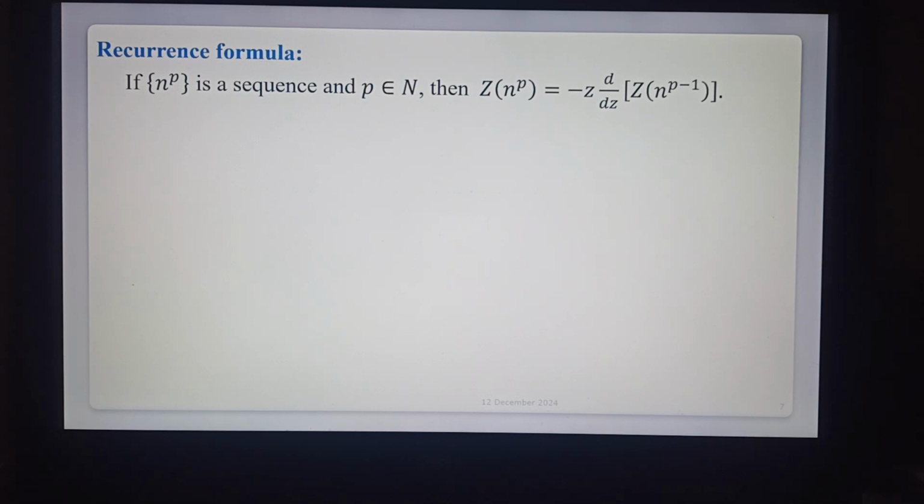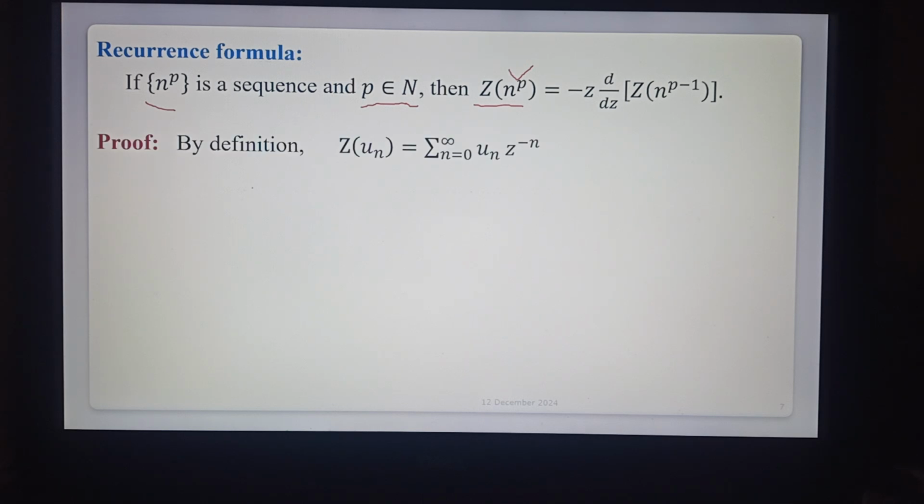So next one is the recurrence formula. If the sequence n power p is a sequence and p belongs to capital N, so p is any positive integer, p is equal to 1, 2, 3, 4 and so on, then the Z transform of n power p is equal to minus z into d by dz of the Z transform of n power p minus 1. This is one of the formulas, and we have to find the Z transform of n, the Z transform of n square, the Z transform of n cube. Then how do we find them using this formula? Minus z into d by dz of the Z transform of n power p minus 1.